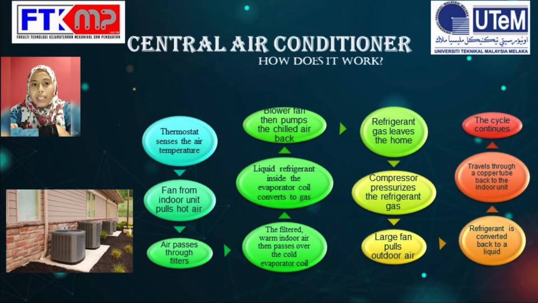The refrigerant gas leaves the home through a copper tube and passes into the compressor in the air conditioner unit outside. Think of the compressor as a large electric pump. The compressor pressurizes the refrigerant gas and sends the refrigerant into the outdoor unit. In the condenser coil, a large fan pulls outdoor air through the condenser coil, allowing the air to absorb heat energy from the home and release it outside.